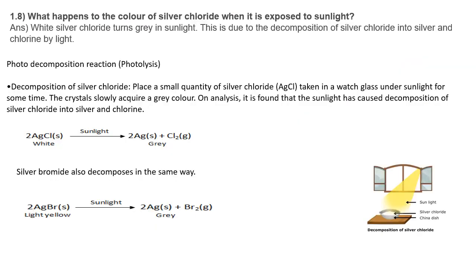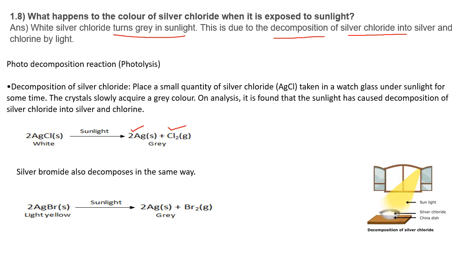What happened to the color of the silver chloride when it is exposed to sunlight? Silver chloride turns gray. Initially it was silvery white in color, but when it is exposed to sun, it gets decomposed, it changes into silver, which is gray in color, and chlorine gas is released. Okay, so this is due to the decomposition of silver chloride. This we have already discussed.